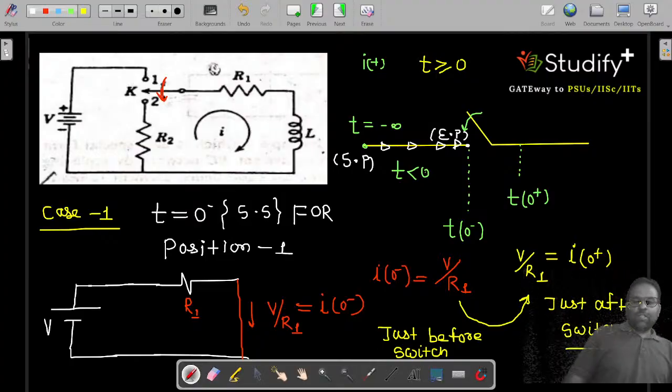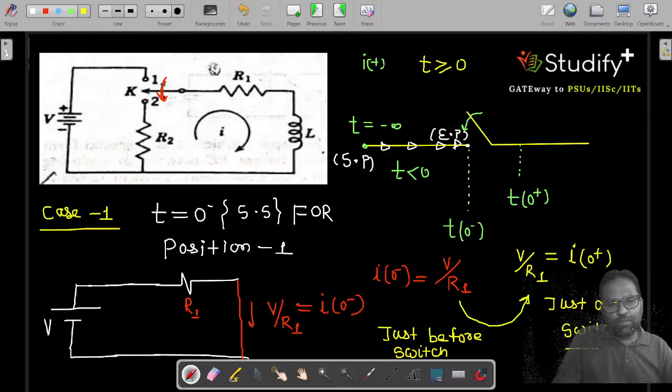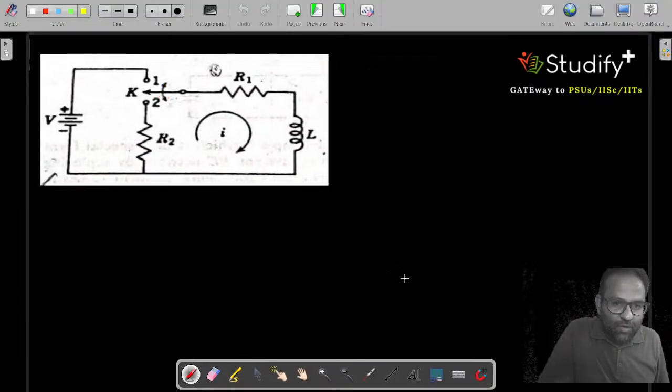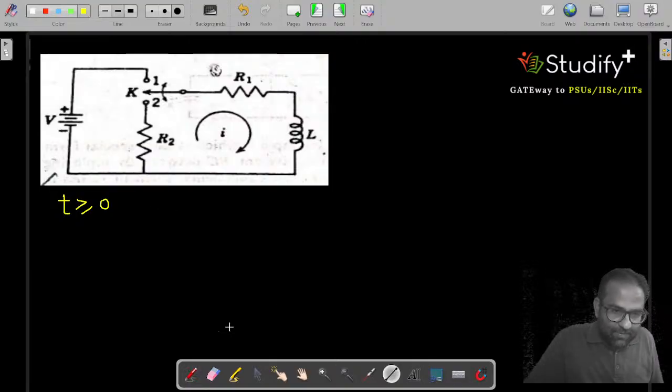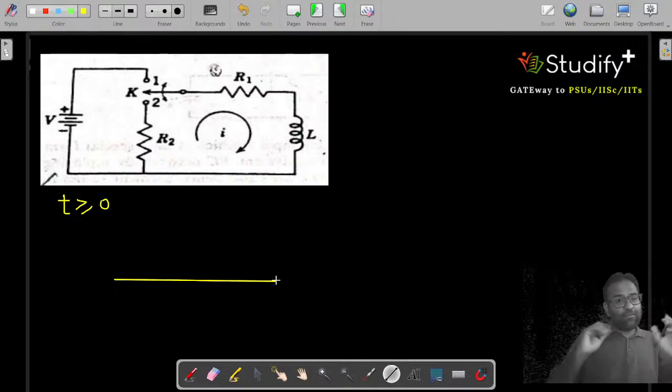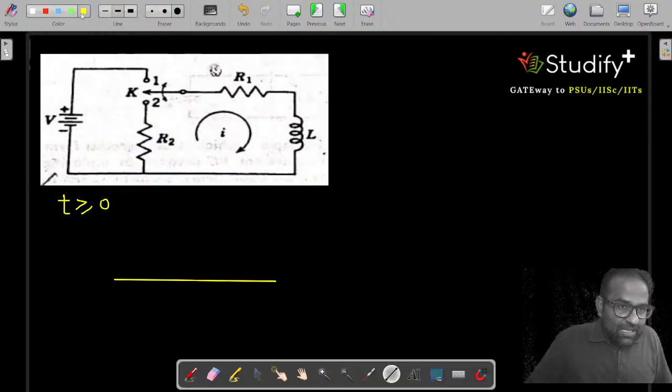Correct? So we will copy this parameter. Can I say this is the only thing we want from our circuit when we are analyzing the circuit for t less than 0. Now they want the value of it for t greater than 0. So how does your circuit look for t greater than 0? Again I am copying this circuit. For t greater than or equal to 0, my circuit will look like this. This is case 2, the case in which we are interested. Our switch has come to position 2.